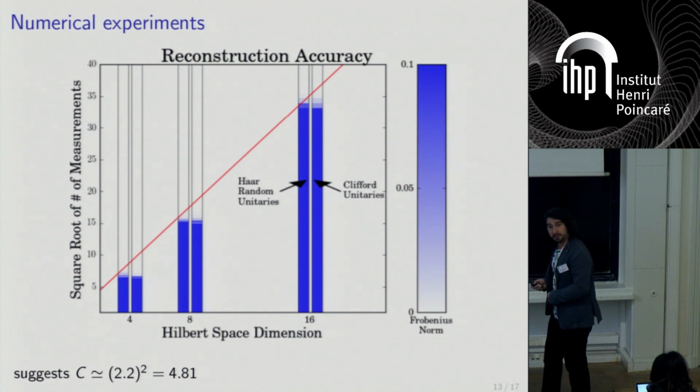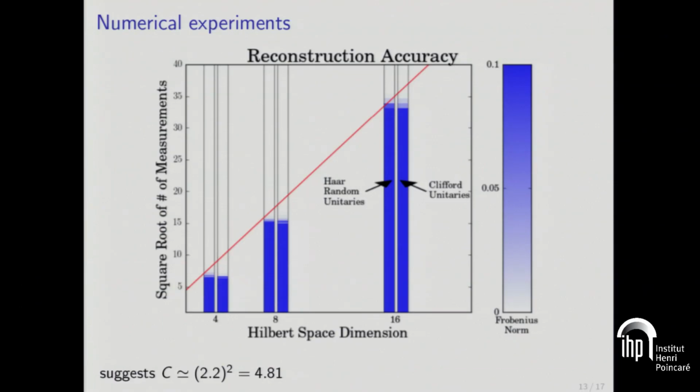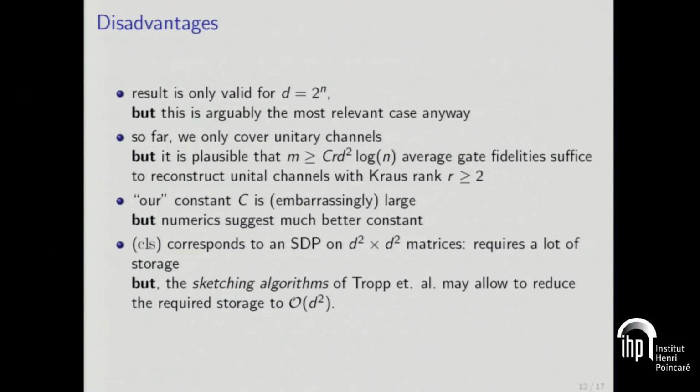Here's a numerical experiment that shows that it actually works. So down here you see the Hilbert space dimension. So this is reconstructing a single qubit unitary. Yes. Sorry, so what is the reconstruction method? With the least squares fit.